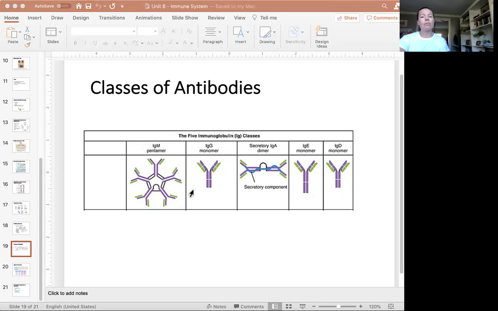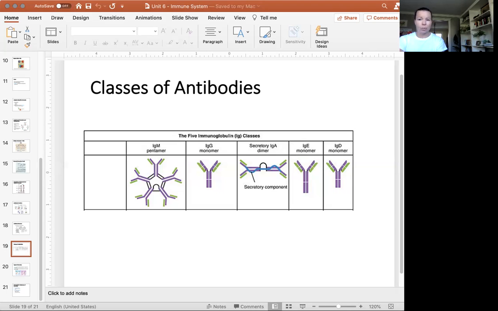So there's five classes of antibodies that are pictured here. And a good way to remember them is MAG. So that's the first letter of each of the antibodies. They're classified and given a letter. So they are immunoglobulins. That's what Ig stands for. And then the letter designation is the third letter in the name. So we have IgM, IgG, IgA, IgE, and IgD.